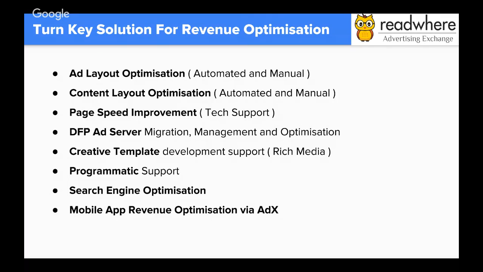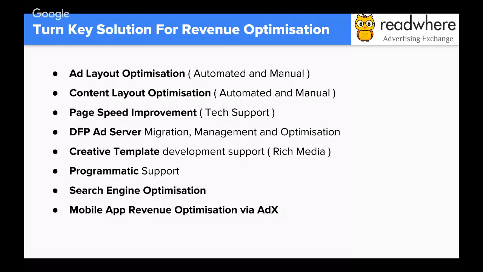Then we look into content layout optimization, which is understanding where to put content for higher engagement with the audience. Page speed improvement. We've already given a demo on how PWA and AMP can improve your page speed and create more engagement with your audience, but we also look into technical support. If you're not using DFP as an ad server, we help you migrate to DFP. Alongside, we also manage and optimize your DFP if it's already on your site.